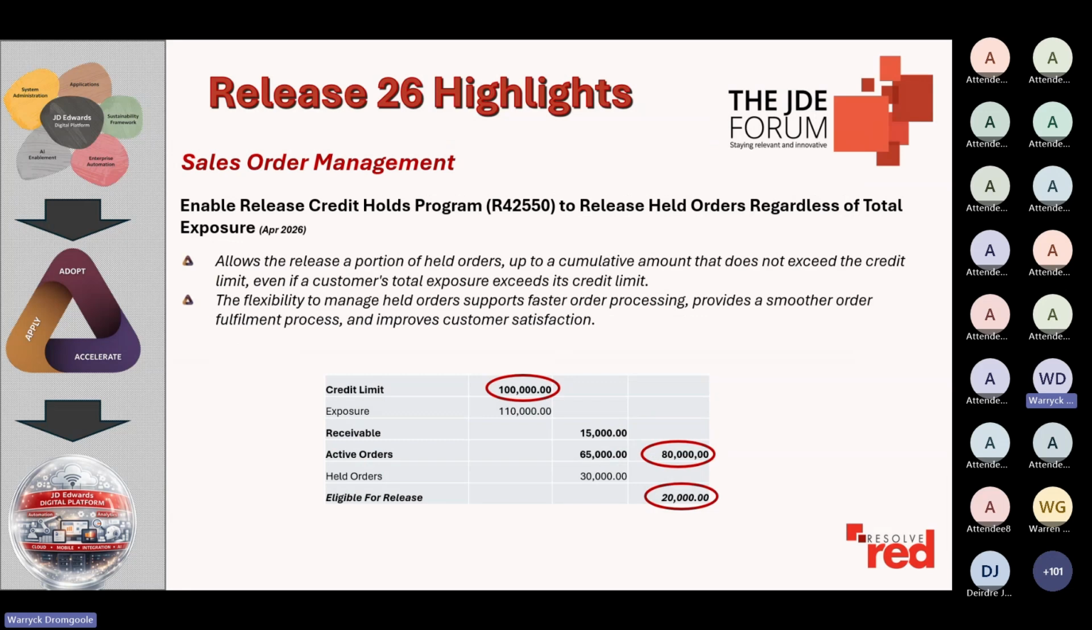Then on sales management, we enable the credit holds program, which is the R42550, to release held orders regardless of total exposure. So you can now release a portion of your held orders up to the cumulative amount that does not exceed the customer credit limit, even if the total exposure exceeds the credit limit.